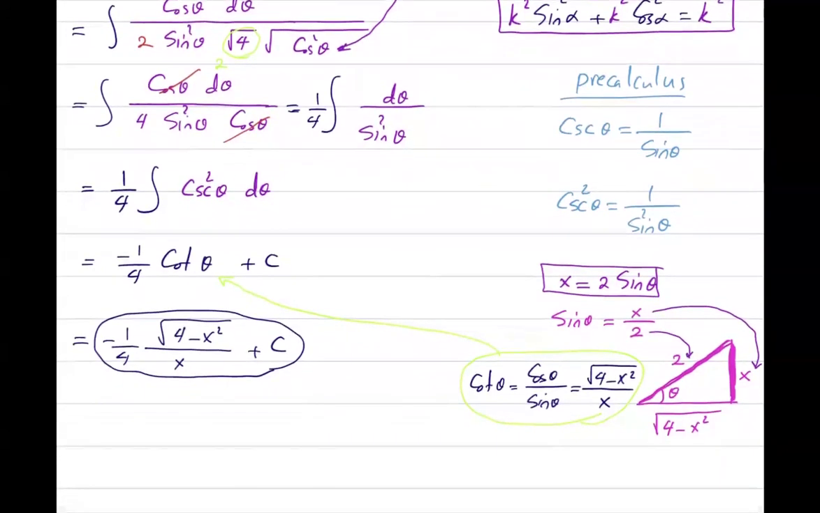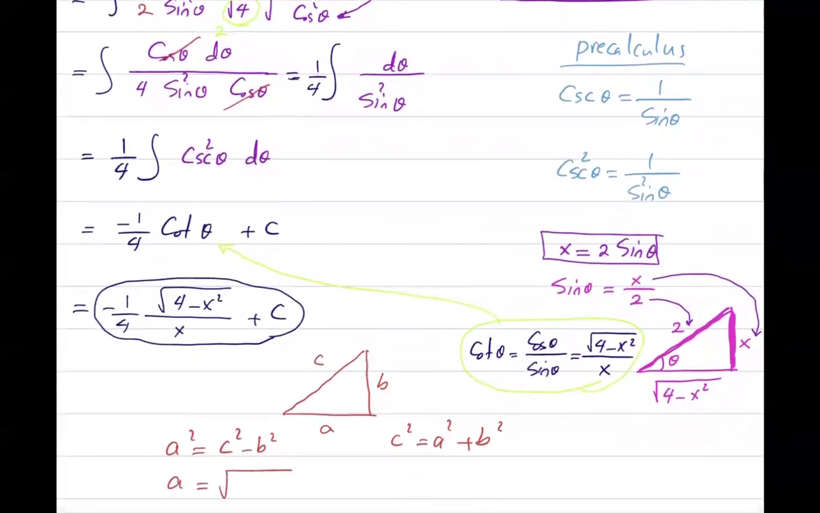Again, remind yourselves of the Pythagorean theorem. If you have a right triangle with sides A, B, C, C squared is A squared plus B squared. So A squared can be written as C squared minus B squared, and then we add the square root. So A is equal to square root of C squared minus B squared, which is this quantity that you see down here.